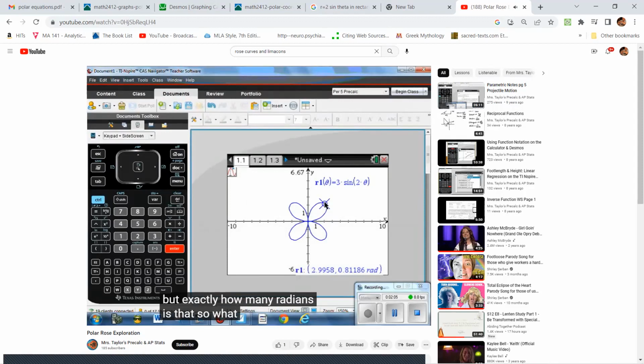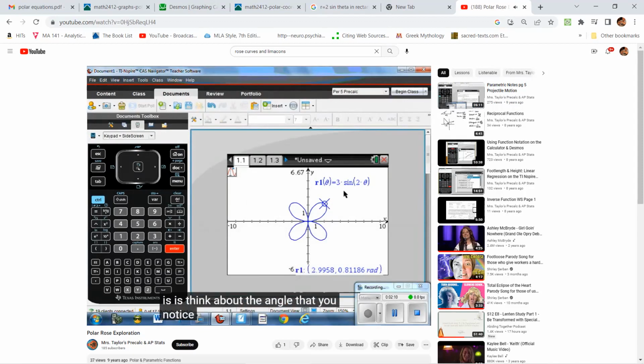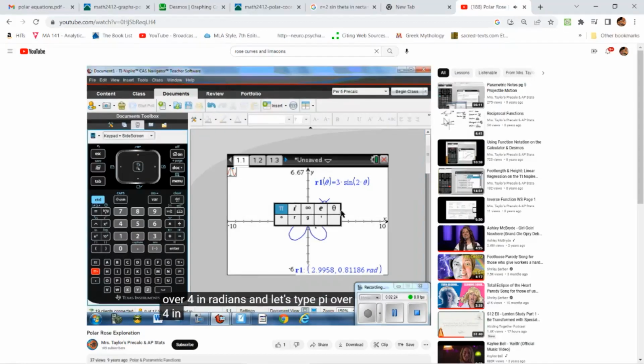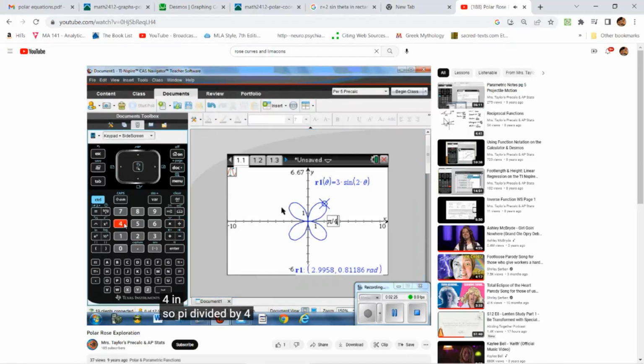So what I would suggest you do is think about the angle that you notice here. The angle where these petals are located. Notice that they're at 45-degree angles. So let's just assume that 45 degrees is the angle we're looking at, which would be pi over 4 in radians. And let's type pi over 4 in. So pi divided by 4.